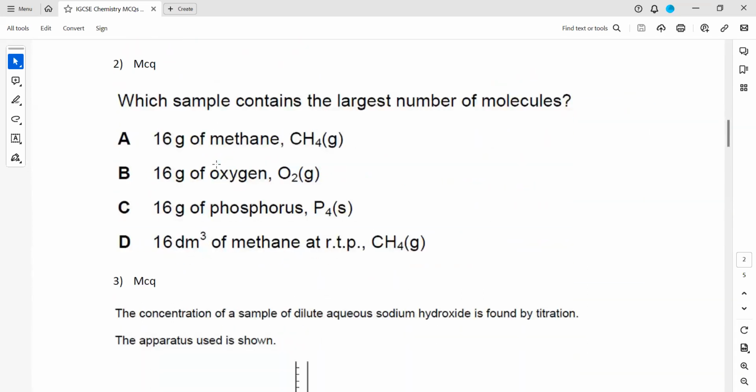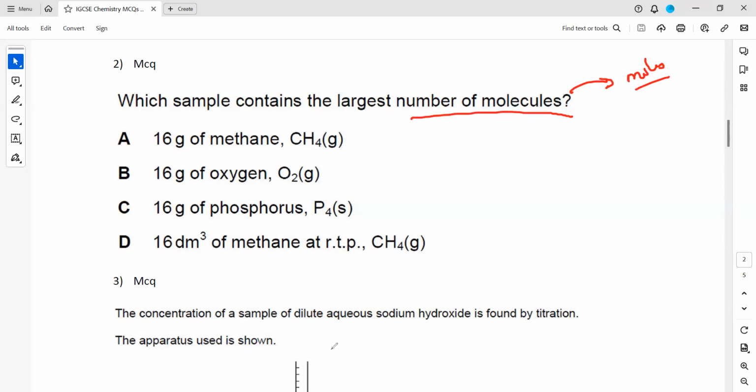Which sample contains the largest number of molecules? To work out the number of molecules, you simply find the moles. The one which has the highest number of moles will have the greater number of molecules, because 1 mole of a substance has 6 exponent 23 particles: atoms, molecules, ions. So simply we have to find the moles of each. The one which gives a higher number will be the answer.